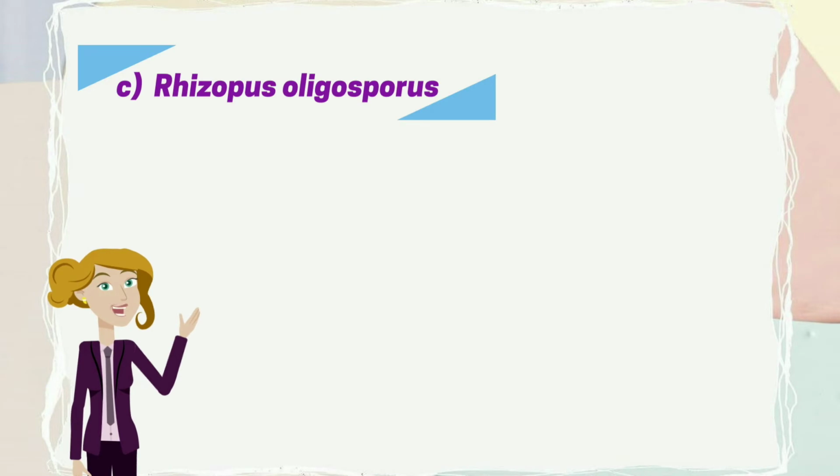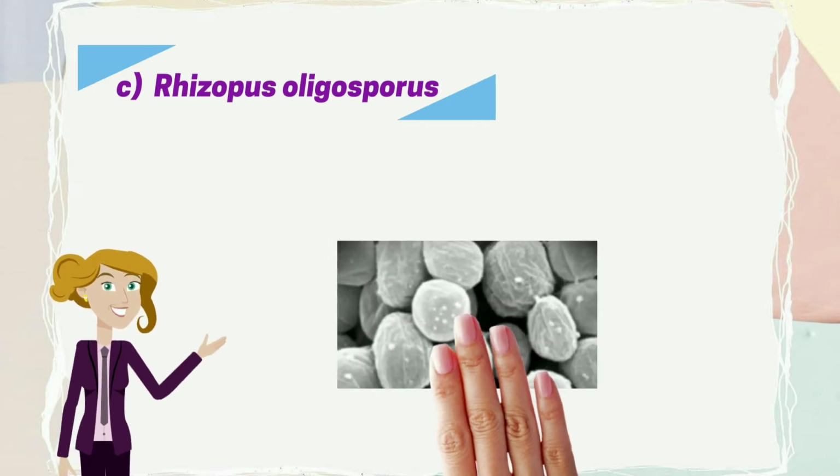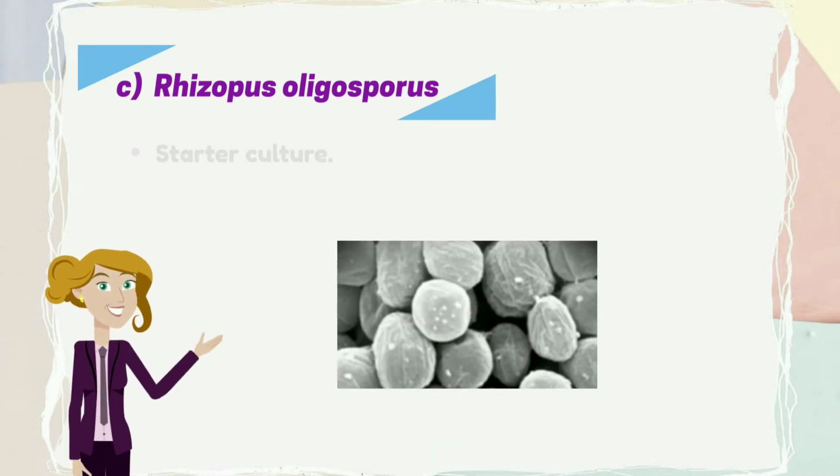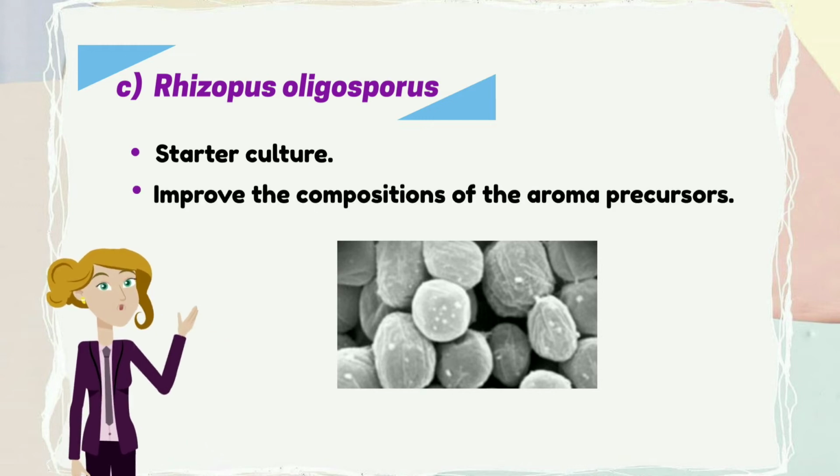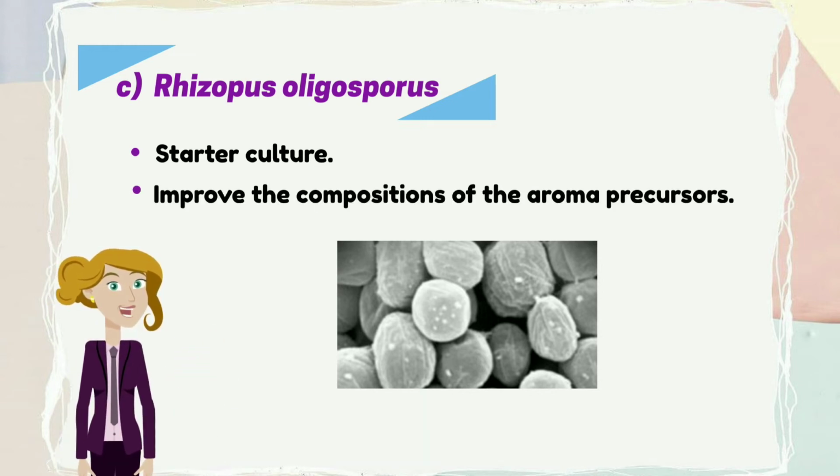Lastly, Rhizopus oligosporus. The functions of Rhizopus oligosporus are to act as a starter culture and improve the composition of the aroma precursor.